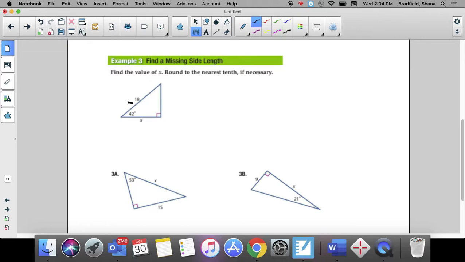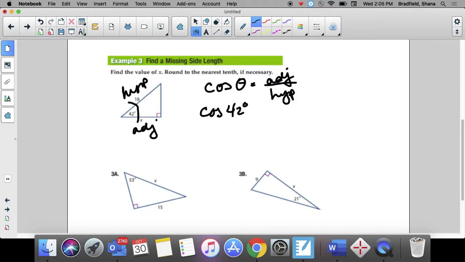So my theta, my angle is actually given this time, so I want to identify my parts that I have been given. So in this triangle, I have the adjacent side and I have the hypotenuse. And I just want to identify what trig function uses hypotenuse and adjacent. And so cosine of theta is adjacent over hypotenuse. So I'm going to substitute what I have in. Theta was 42 degrees. The adjacent side is x, and the hypotenuse is 18.